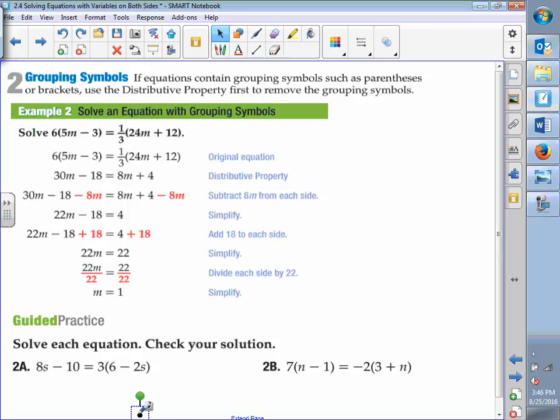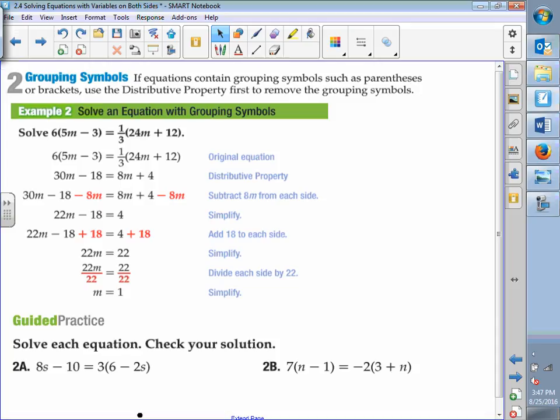All right. So grouping symbols. Now the grouping symbols, of course, are parentheses, right? And when we have an expression multiplied by just a number on the outside, using the grouping symbols, we need to use our distributive property, right? So here it says, if equations contain grouping symbols such as parentheses or brackets, we're going to use the distributive property first to remove the grouping symbols.